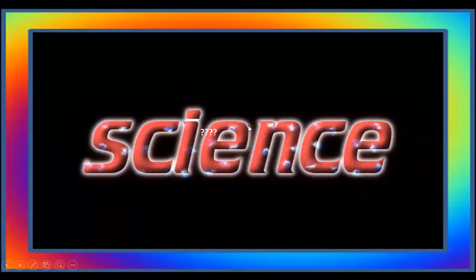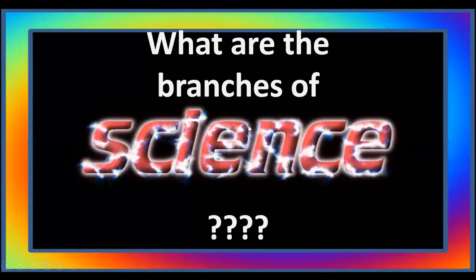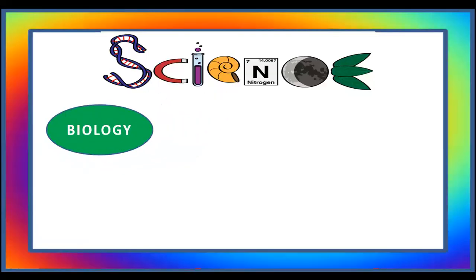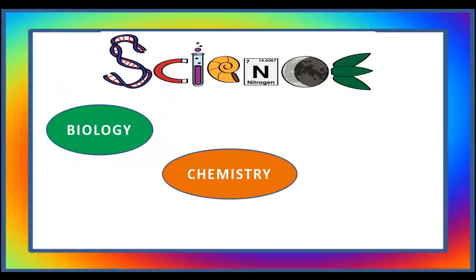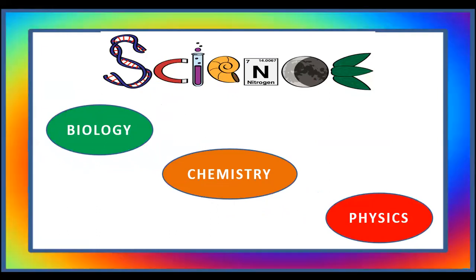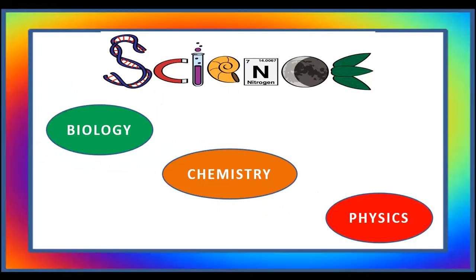Okay, so then we were talking about the branches of science. Most of the students told the correct answer. What are the main branches of science you have to study? Biology, chemistry, and physics. Sometimes these words may be new to you, but for your O levels, do you all know which is your O level batch? Grade 11, sir. Okay, very good.